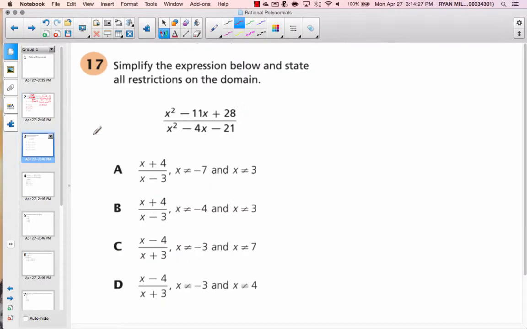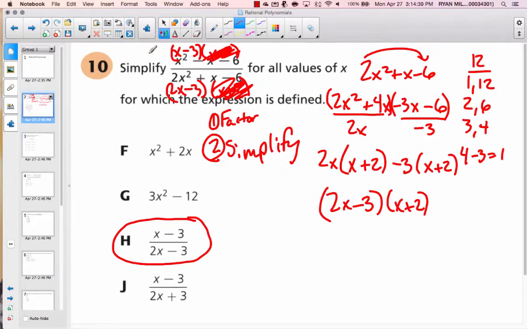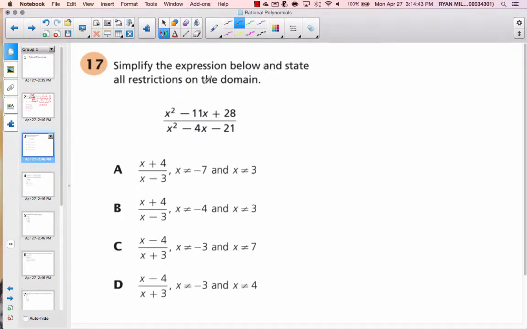So example number 2. Simplify the expression below and state the restrictions on the domain. Now, one thing I don't love about questions like this is it tells us to simplify the expression below, which is what we just did. That's nothing new. But then it says state all restrictions on the domain. It tells us to do that second.